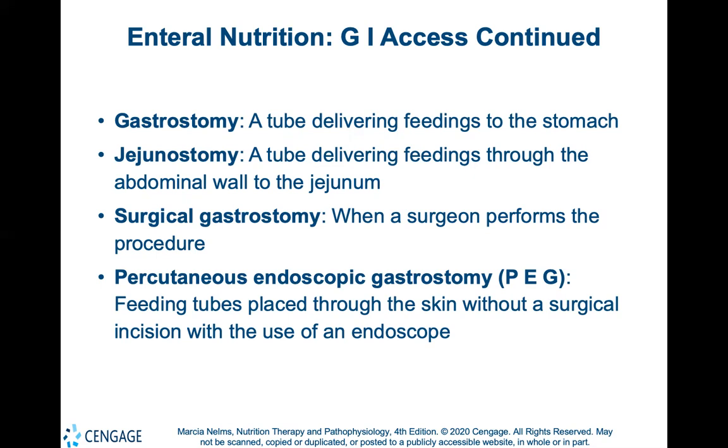Feeding tubes can be placed through the skin with a surgical incision or with the use of an endoscope. This is referred to as a percutaneous endoscopic gastrostomy, or a PEG.